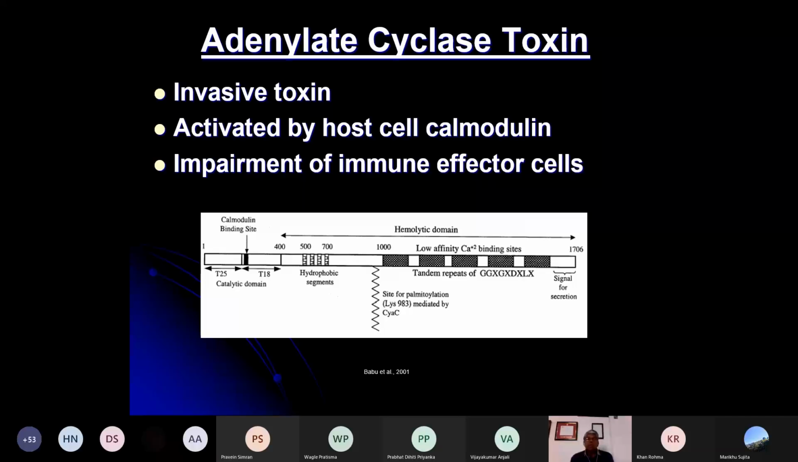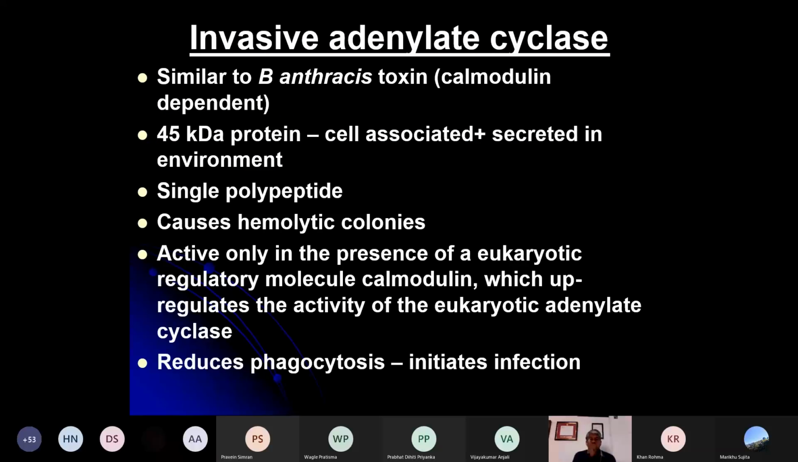Interestingly, the bacteria produces this toxin, but this toxin by itself is inactive. To convert it into an active form, host cell calmodulin is very, very important. So this activation occurs because of host cell calmodulin, and once this is activated, then it impairs the immune effector cells. So somehow the human body also plays an important role in making this inactive toxin into an active toxin.